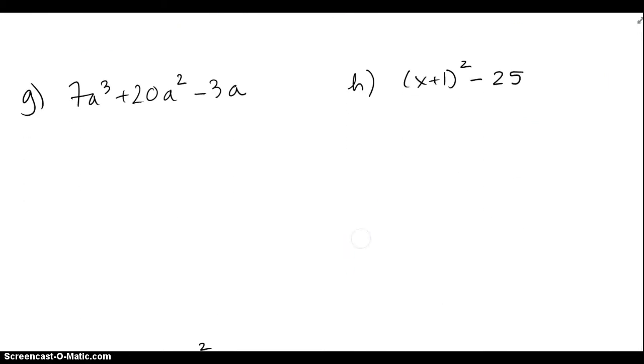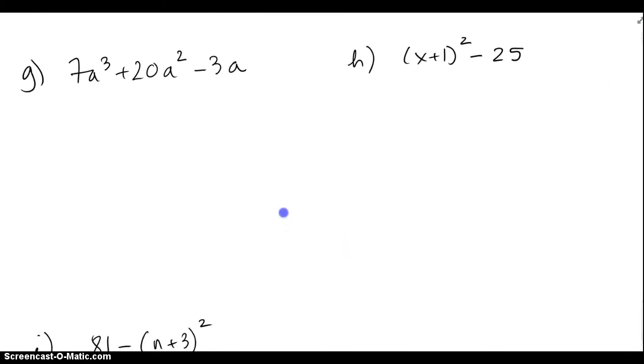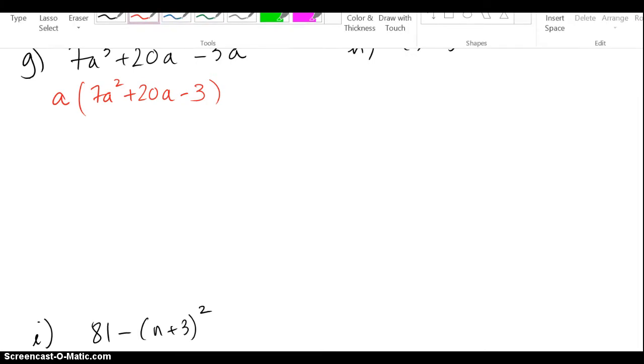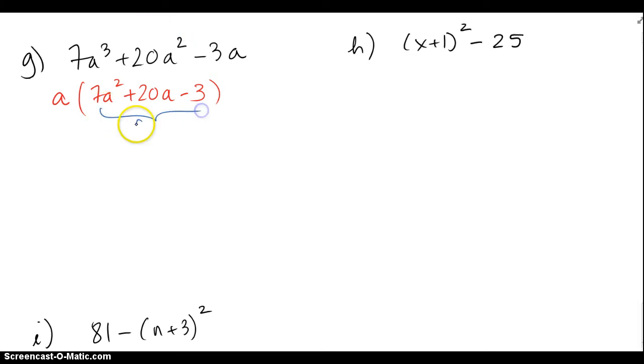Part G, it looks like I have a trinomial, but there might be a GCF in common. It looks like maybe there's an a they all have in common. I'm going to pull that out and be left with 7a squared plus 20a minus 3. Now I'm going to only focus on this guy because the a is already taken care of. It looks like the leading coefficient is 7. This guy I'm going to save for later, and I'm only going to focus on this.